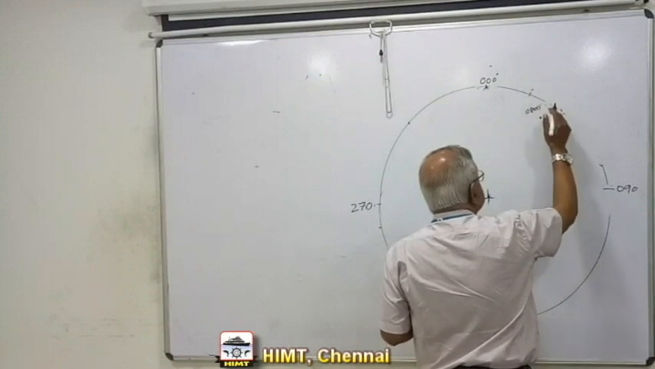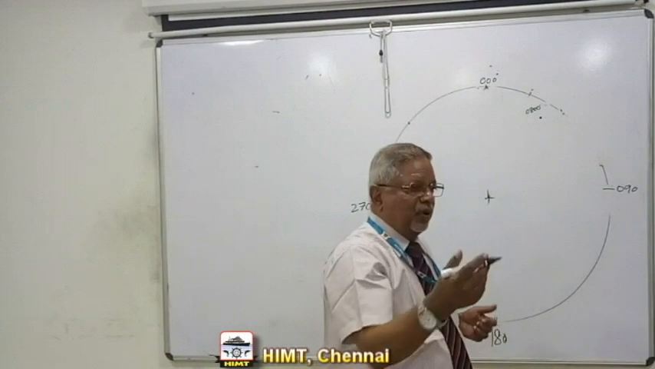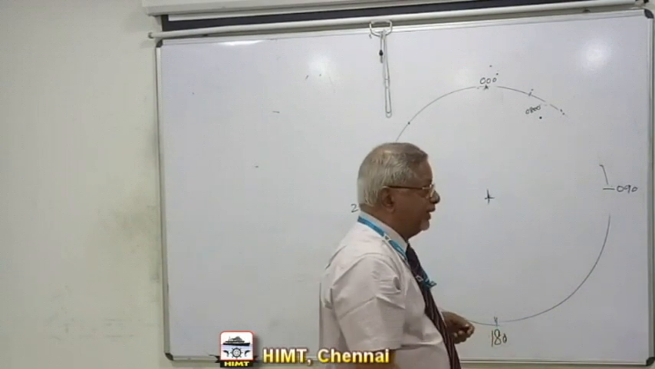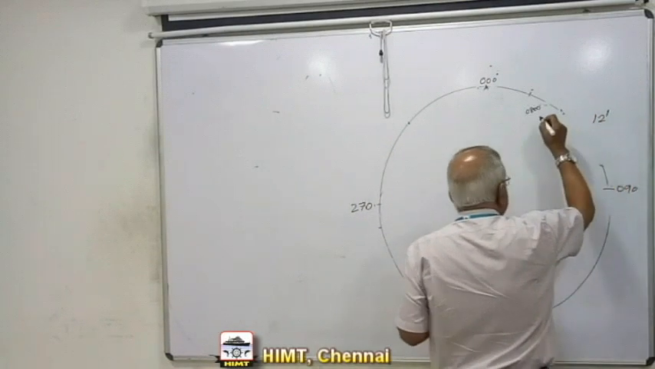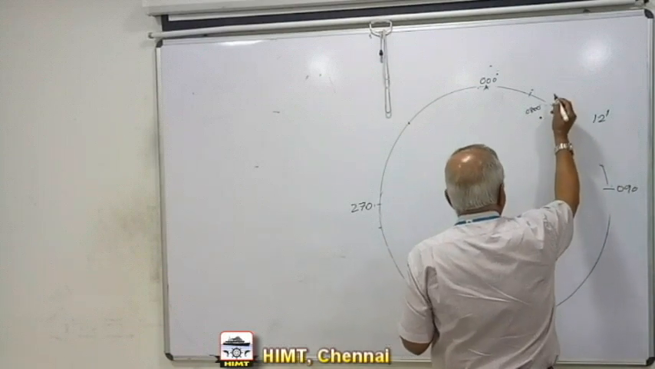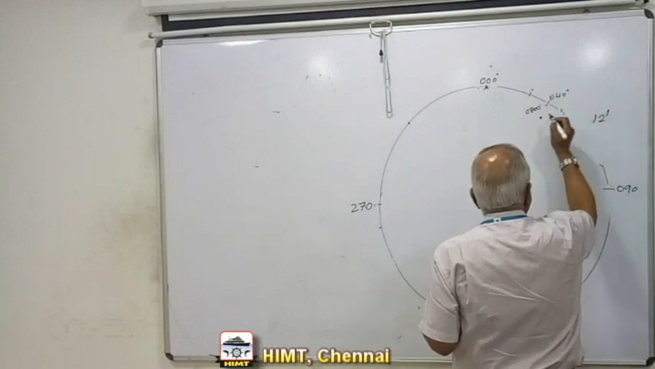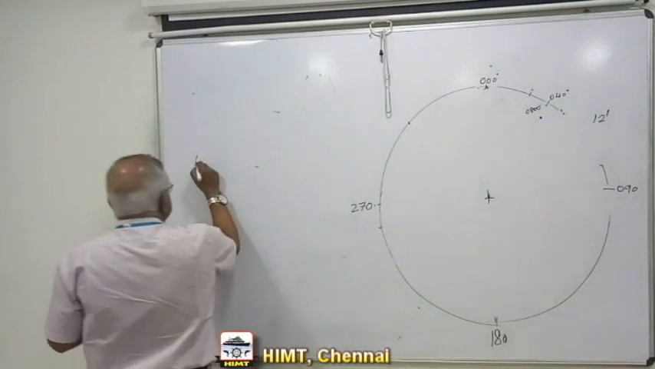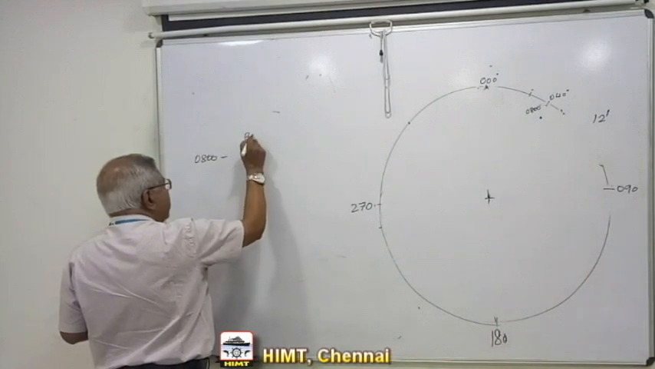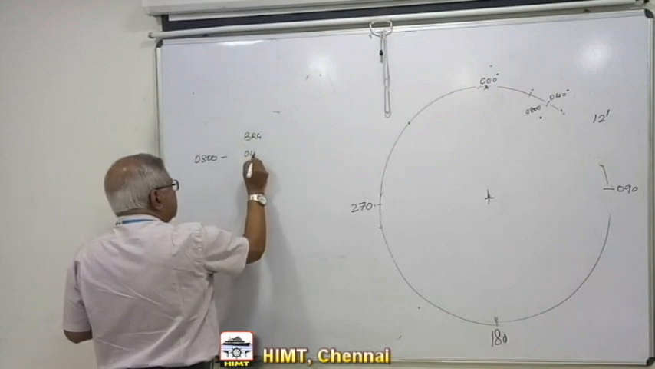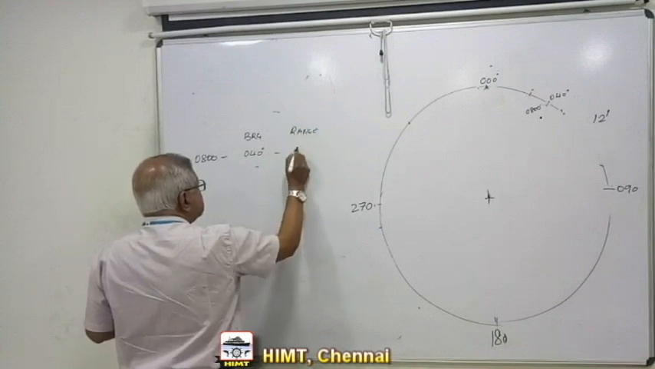The range will be from the radar itself. How will you get the range? Let us say you are on a 12-mile range scale, and this target is bearing 040 degrees at 11 miles. So at 0800 hours, bearing of the target 040 and range 11 miles.